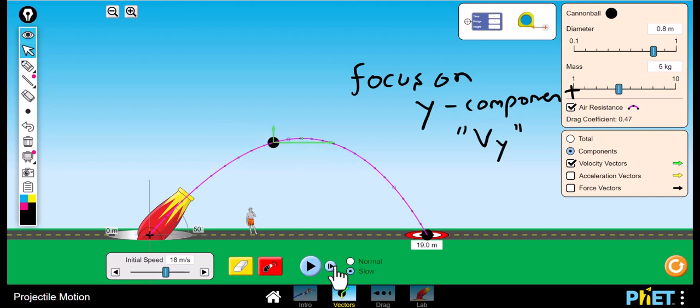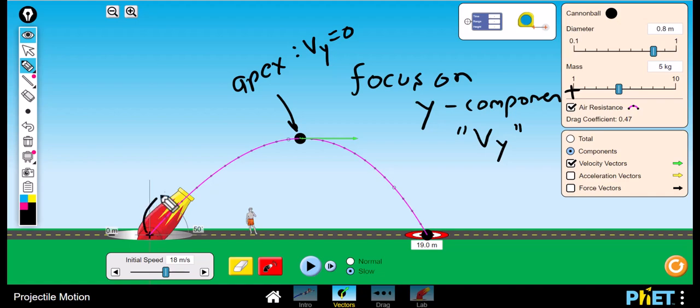Notice that it's getting smaller. Notice that at the apex, it's gone. We say that the apex is the point at which the object hits the highest point in the trajectory, and so that's the apex. Notice that on the way up from here to here, the vertical component of the velocity was actually pointing up. But at the apex, it was equal to 0.